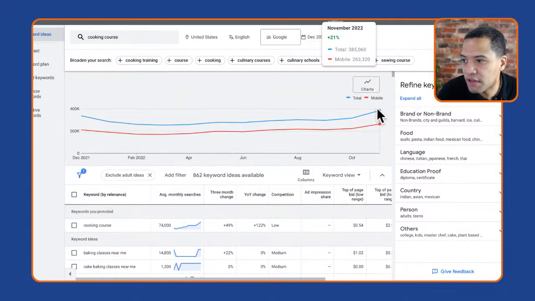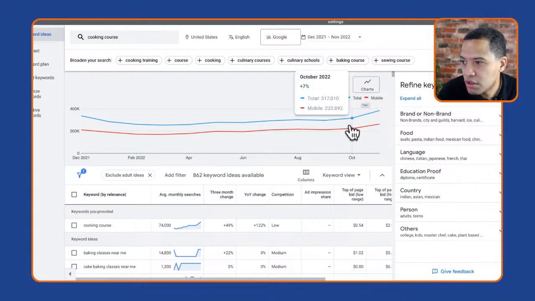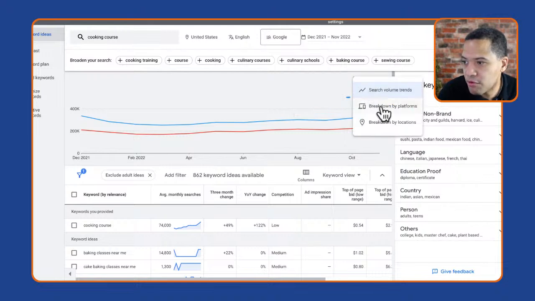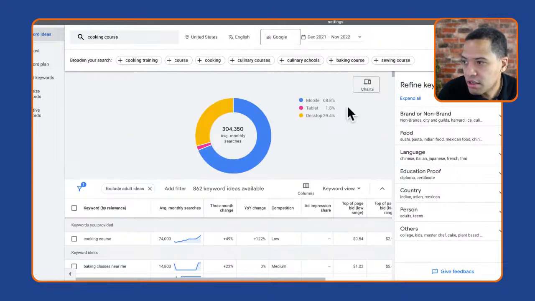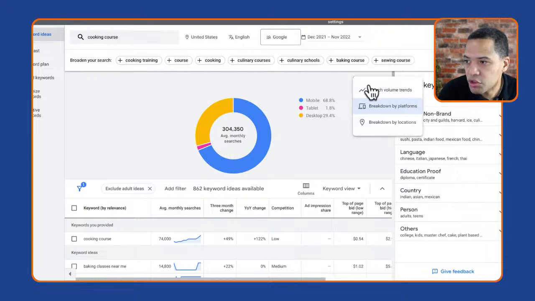Now, here's another cool thing. They've got this chart up here, and you can change it. It tells you mobile versus total. The red is mobile search versus the total, so if you do the difference, you can see how many people are searching on their mobile phone versus their desktop. Another thing you can do is break down by platforms. You can see that 68% of the searches are on mobile phone, 30% on the desktop, and 2% on the tablet.